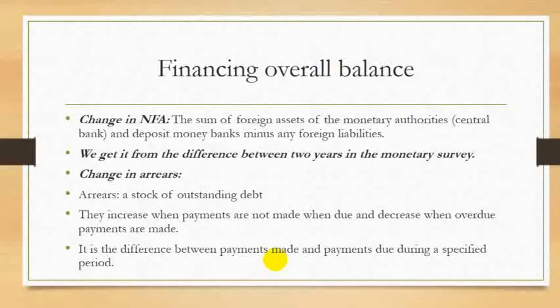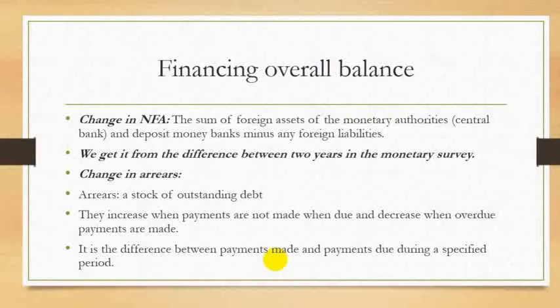How to finance overall balance? Finance of overall balance will be represented in the balance of payment as a change in net foreign assets, which means that you are going to pay or receive foreign currency, a stock of foreign currency. This is net foreign assets. Or special drawing rights. This is also net foreign assets.